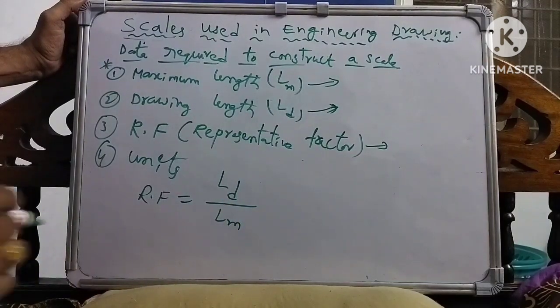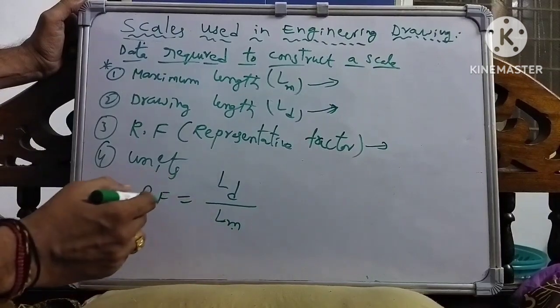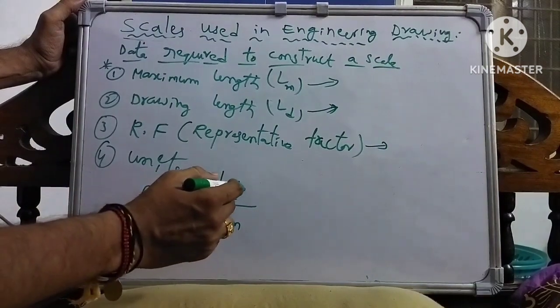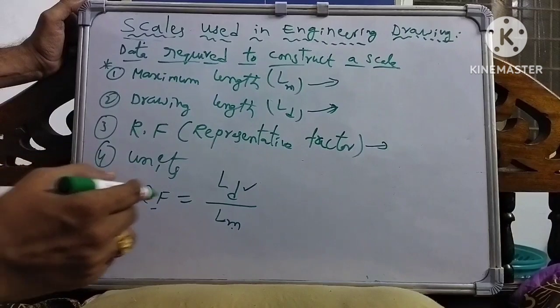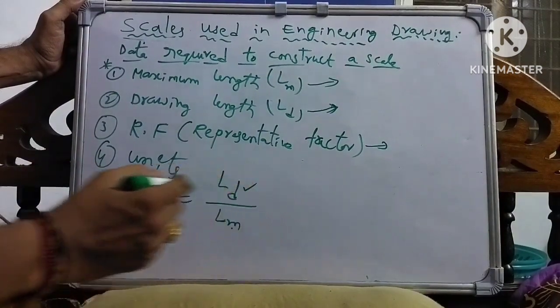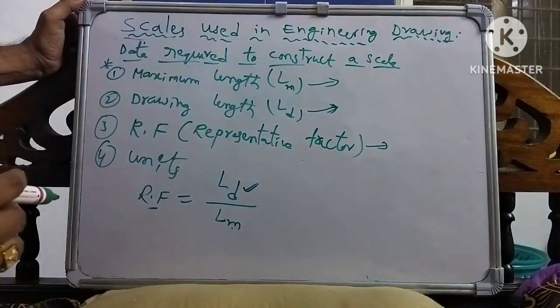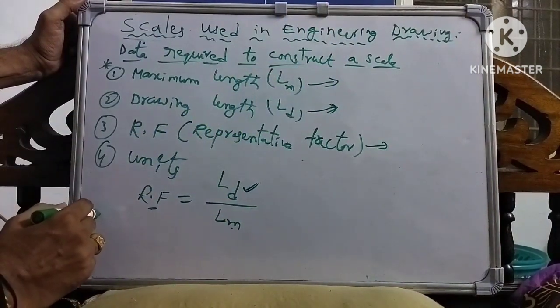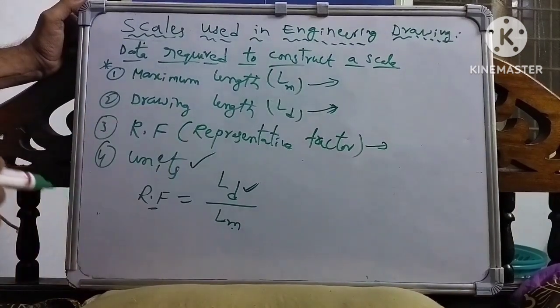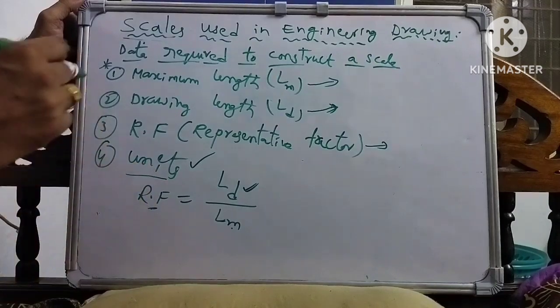Drawing length to maximum length. If in the problem the maximum length is given and RF is given, then we can find the drawing length. This drawing length is used to draw the scale on the drawing sheet. Based on the given data, we can find the LD, the drawing length. And the last major important thing is the units. Units are important. These units are represented on the scale.